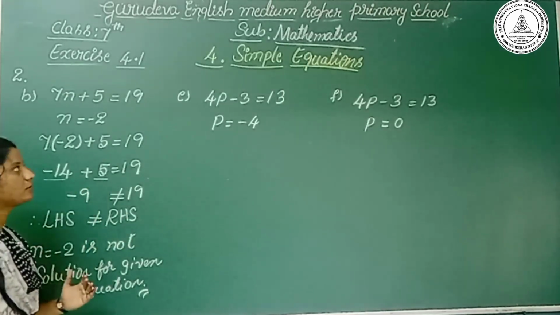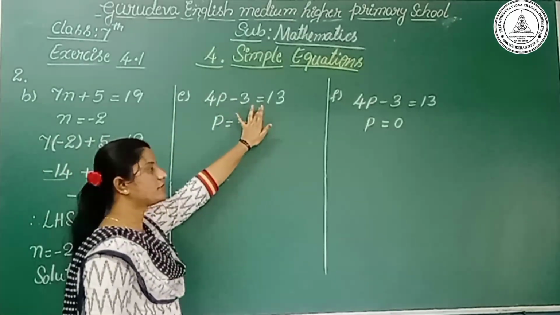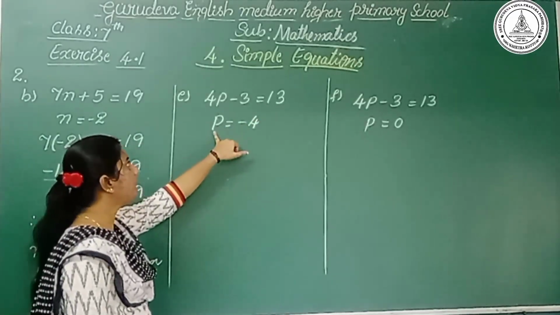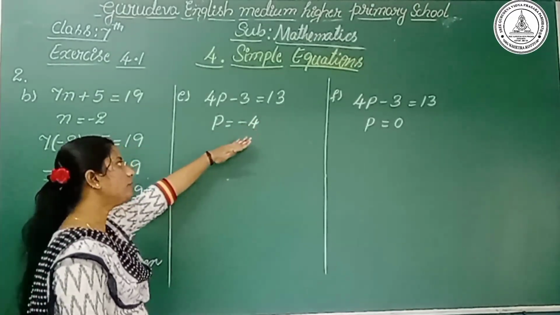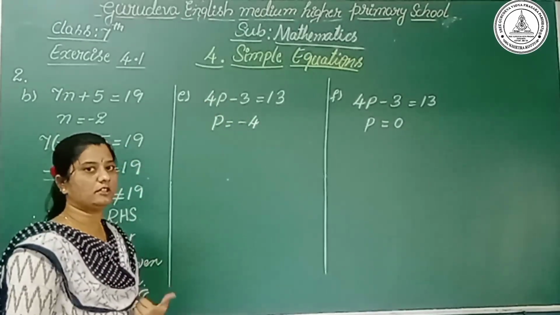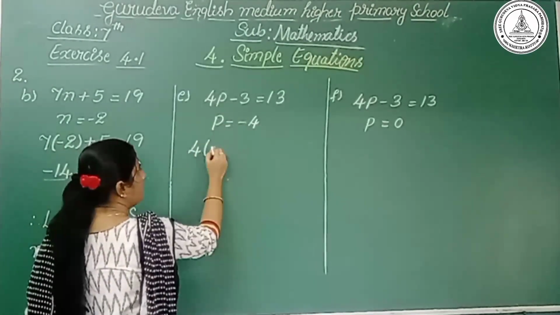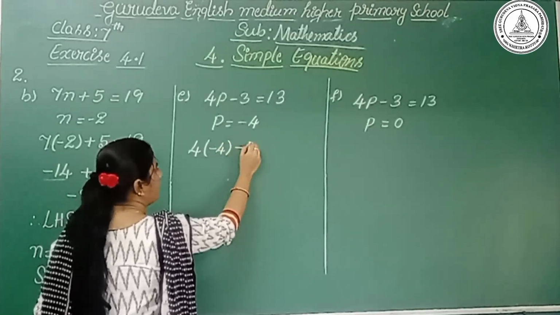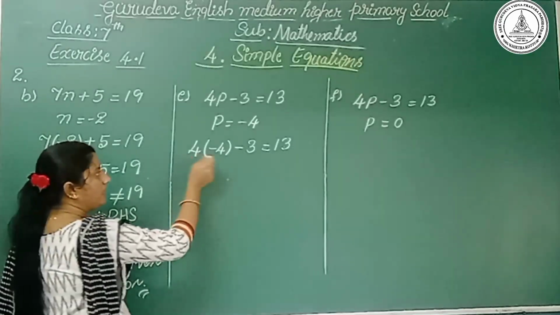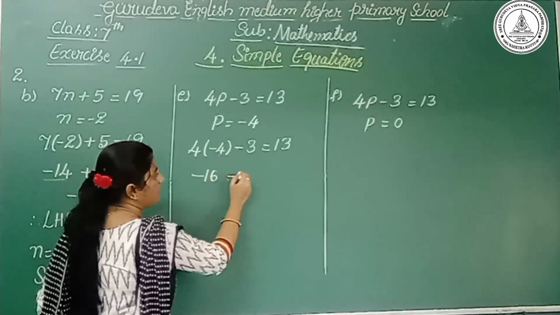In the same way, let's do the fifth one, the E one: 4p minus 3 is equal to 13, and the value of p given is minus 4. We have to check whether p equal to minus 4 is a solution for the given equation or not. Let's substitute minus 4 in the given equation. 4 into p, keep the bracket: 4 times (minus 4) minus 3 is equal to the RHS 13 as it is. Then multiply: 4 times 4 is 16, plus into minus is minus, then minus 3, equal to RHS.